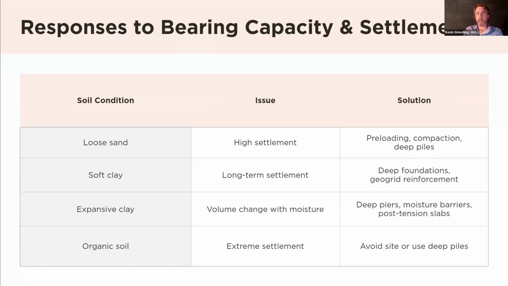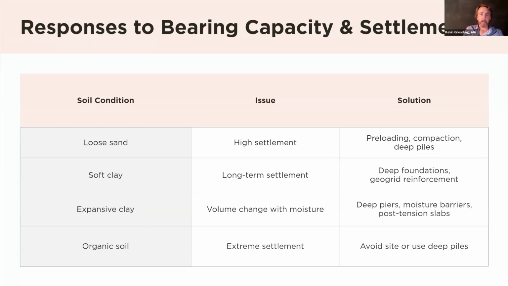Your different soil conditions are going to have different settlement and bearing capacity implications. So loose sand, high settlement. It's going to require either preloading or deep piles or extra compaction. Soft clays are going to settle over time, so you can reinforce it to stop the movement with a geogrid, or you can go with a deep foundation. Oftentimes, the geogrid is implemented with mat foundations and raft foundations.